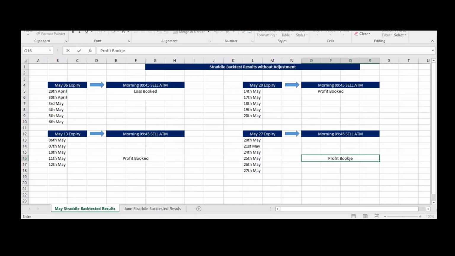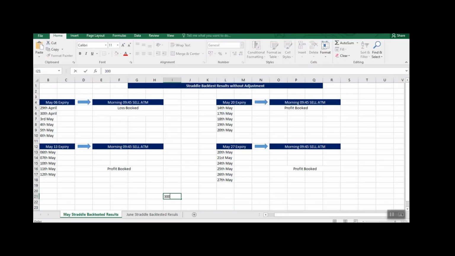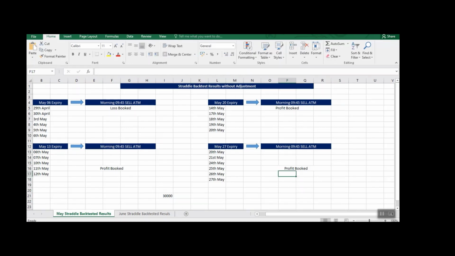Profit booked. Okay, if you see here in the month of May we have 4 expiries, 1, 2, 3, 4, and in these 4 expiries we booked 3 10,000s and 1 5,000. Okay, means what will be the total profit? 30,000. Okay, we book the profits for the 3 expiries, and one expiry we book the losses, which is 5,000. Okay, so the total profit will be 30,000.